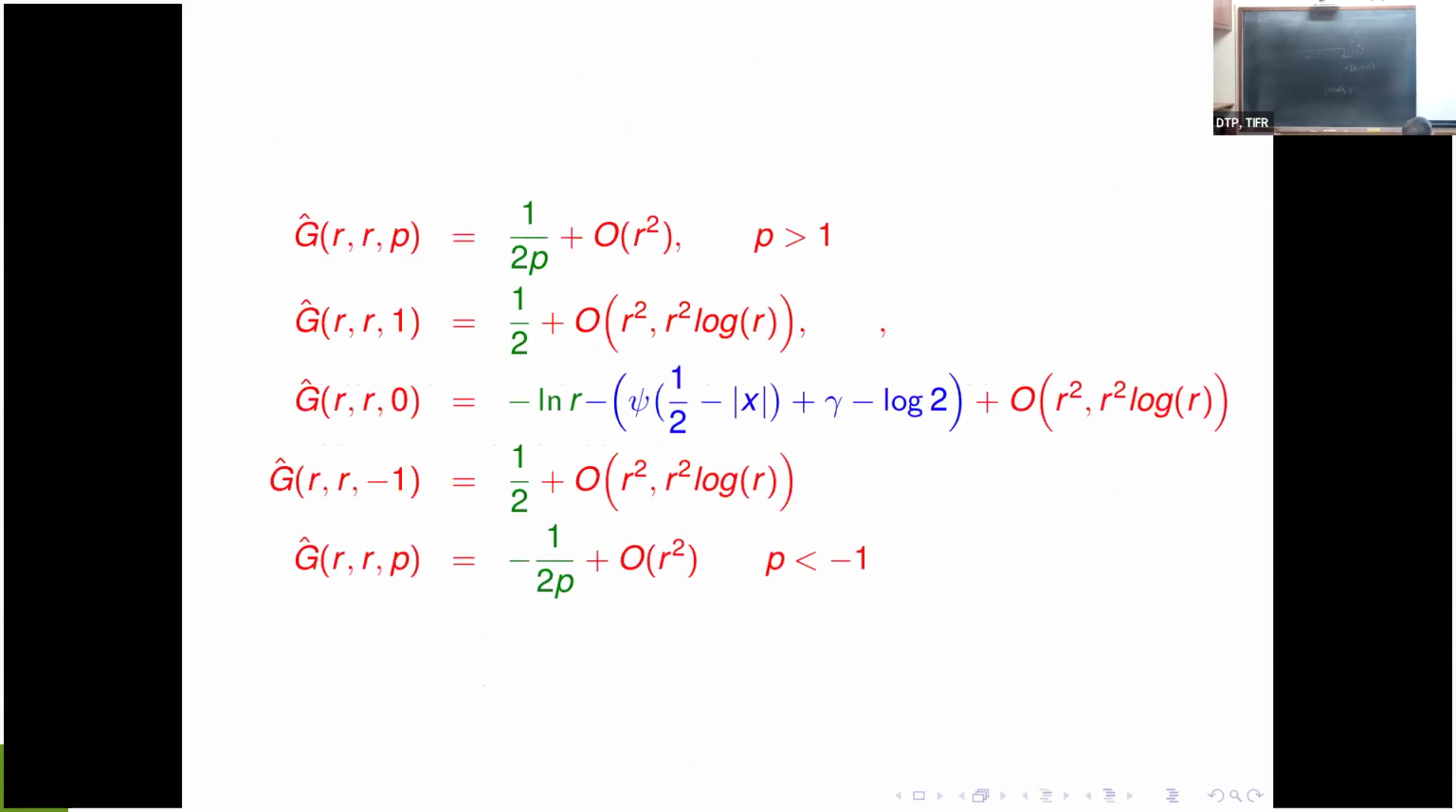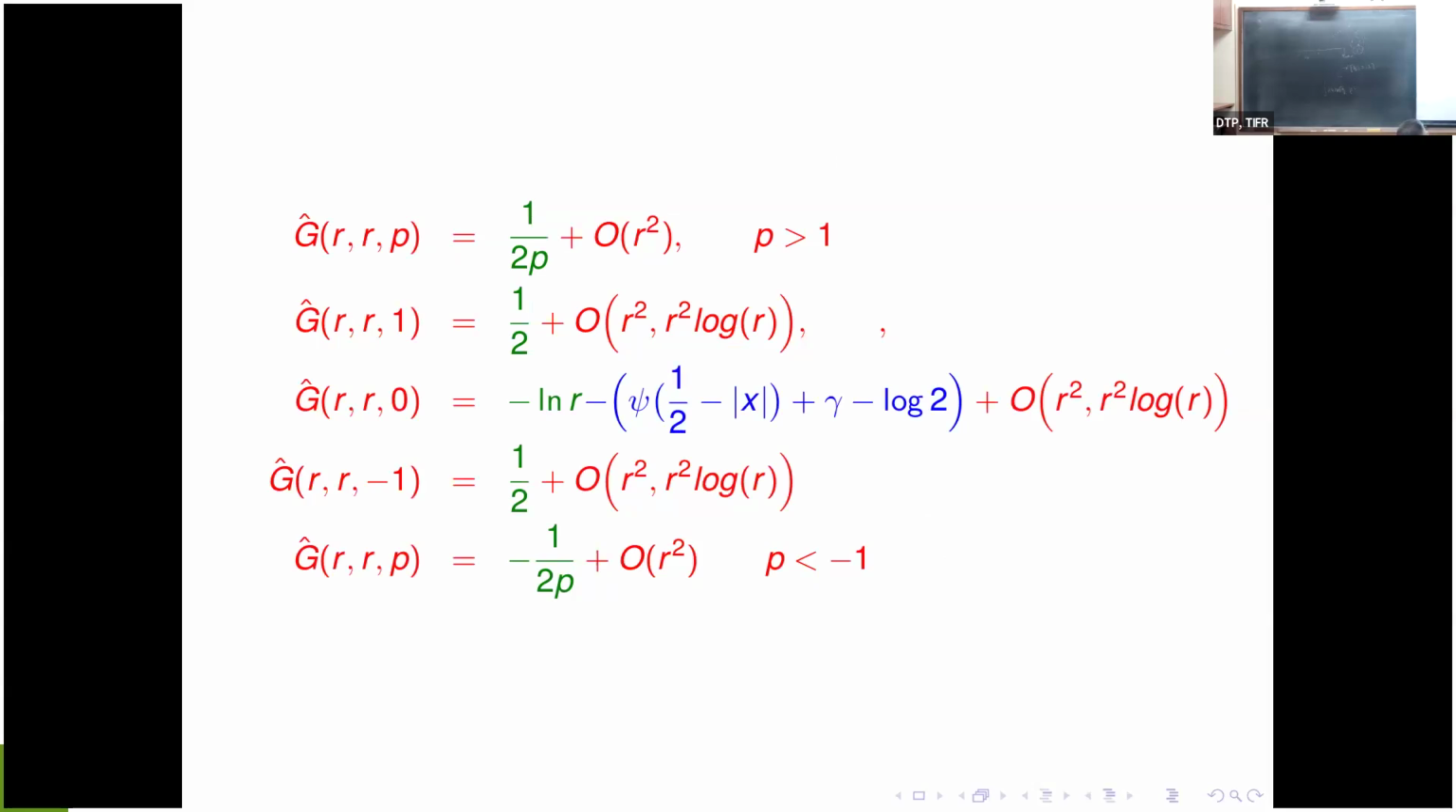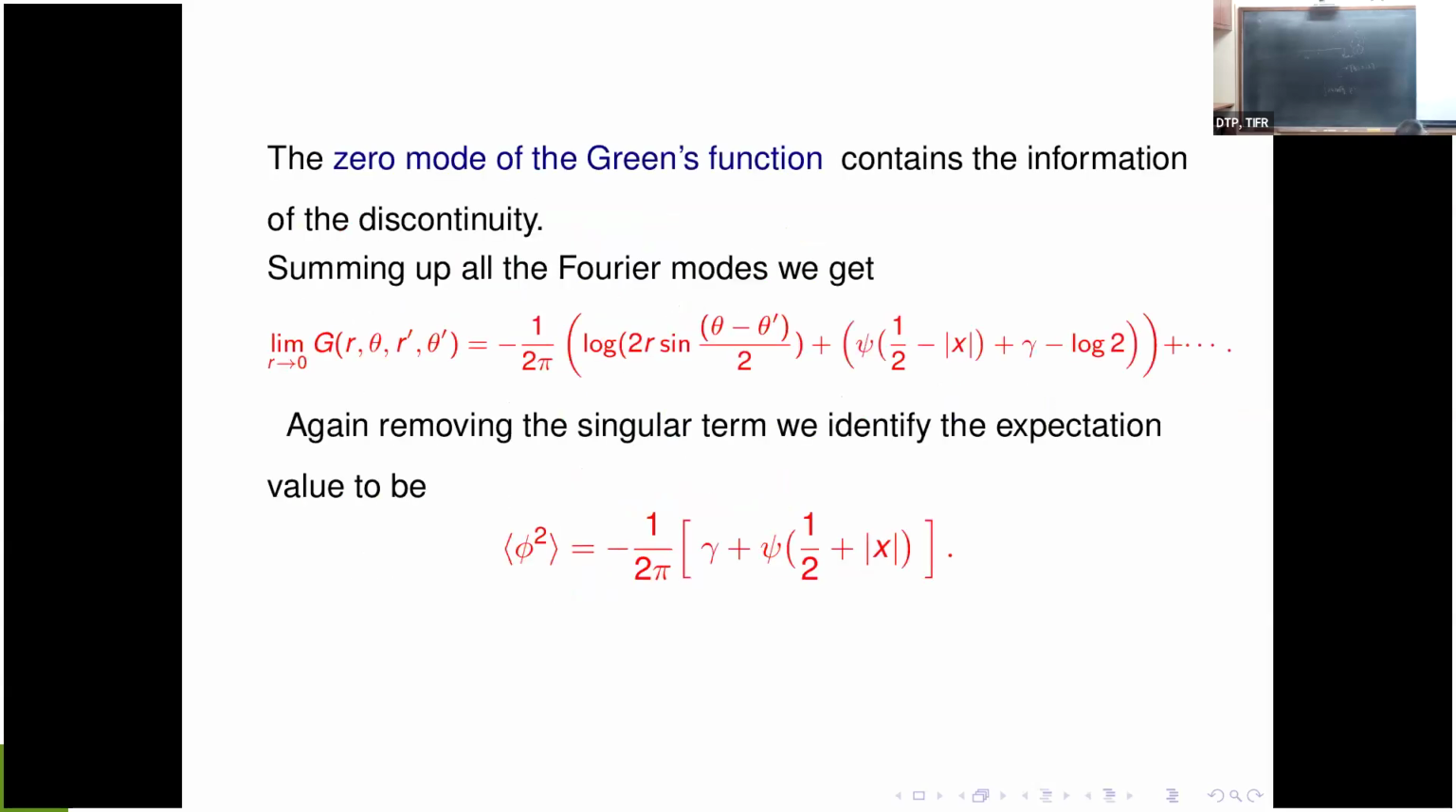And using all this, we get the following short distance expansion of the Green's function. Again, you see that structure coming out. All this organizes into the flat space Green's function, because that gives you the log of the angles, and the rest are all suppressed. So we have the zero mode of the Green's function, basically. You can see that the extra term, which is coming for the expectation value, comes just from the zero mode.